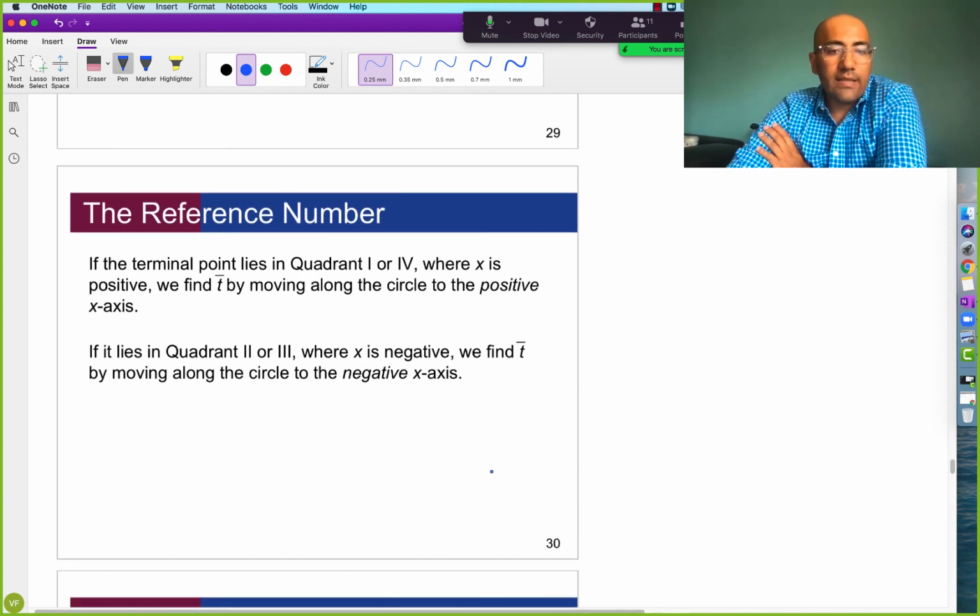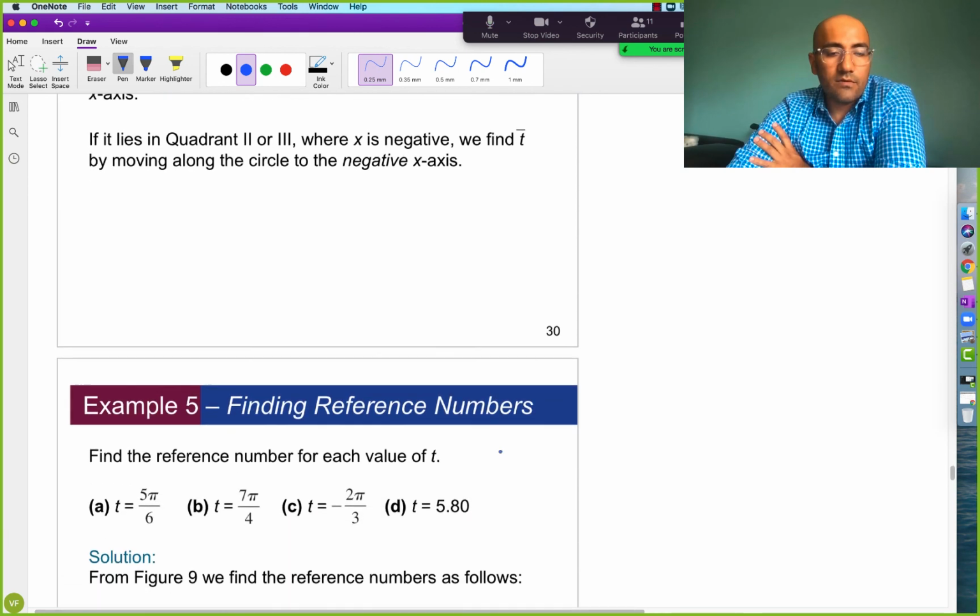If the terminal point lies in quadrant 1 or 4, where x is positive, we find t by moving along the circle in the positive x-axis direction. If it lies in quadrants 2 or 3, where x is negative, we find t by moving along the circle to the negative x-axis.